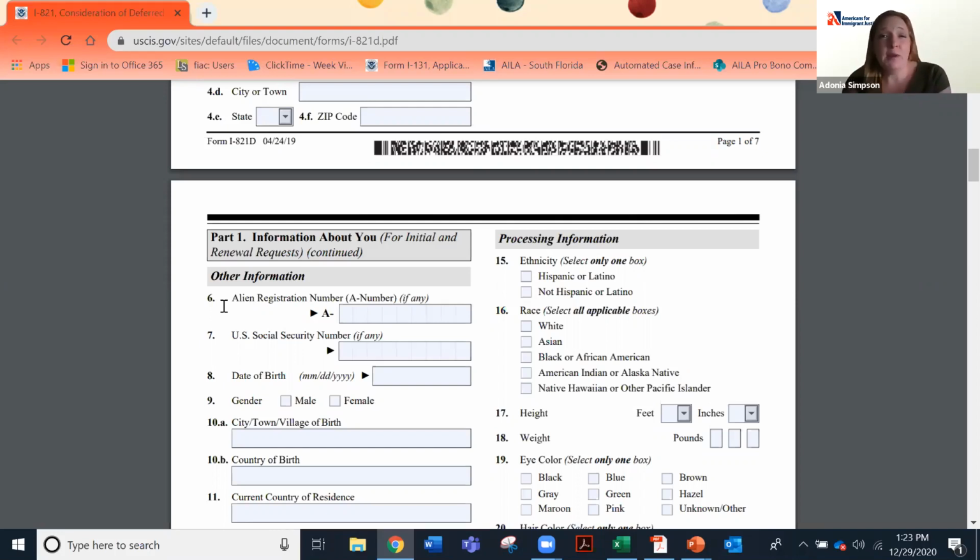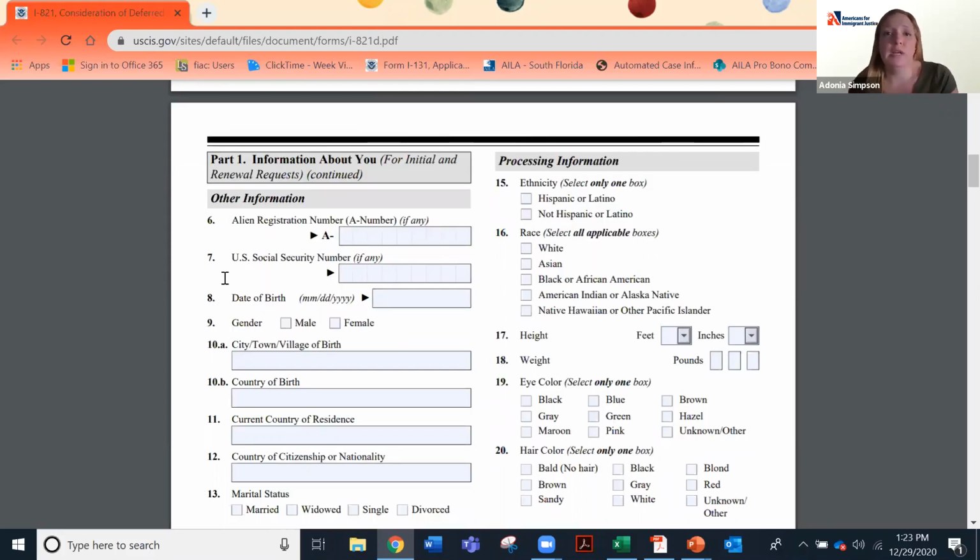If you think you might have been in proceedings, but you're not sure, you might have an A number, which again is all the more reason to perhaps do a Freedom of Information Act request to get that information. If you have had a Social Security number in the past, you can indicate it here. Many people don't. That's completely fine. You can leave it blank.